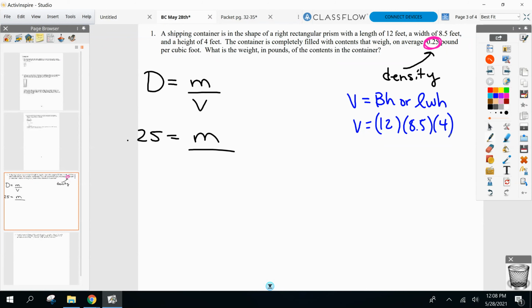Okay, we're good. Because sometimes that doesn't happen. Everyone good there? You need to say, does my density unit match the dimensions of the figure I'm working with? If it doesn't, you got to convert it. So I got feet. We're good. Let's keep rolling.